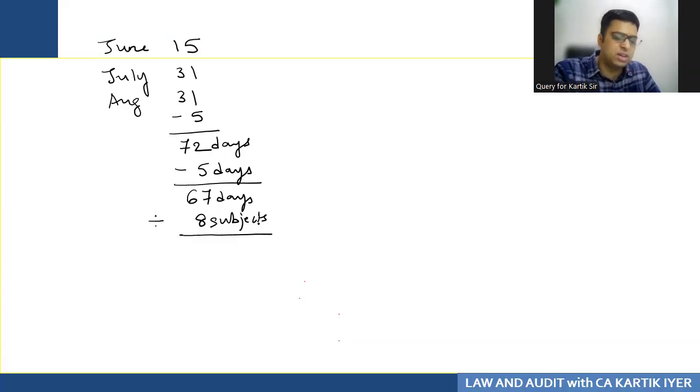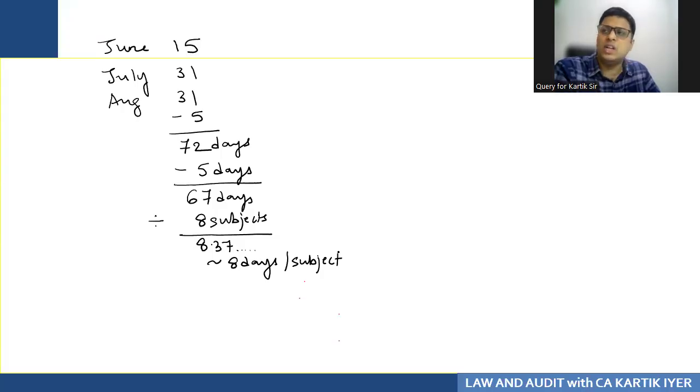So the number of days that you can give per subject comes to around 8 point something. I think 8.37, something like that it will come. We'll just round it off to 8. So I'm going to take here 8 days. Now, my dear students, you have something called 8 days per subject. That's it. So per subject, the maximum time that you can give is 8 days per subject.